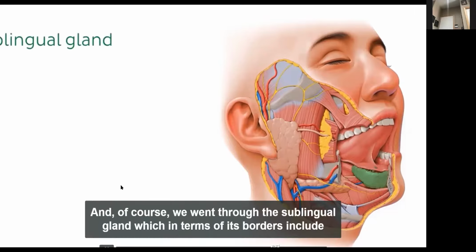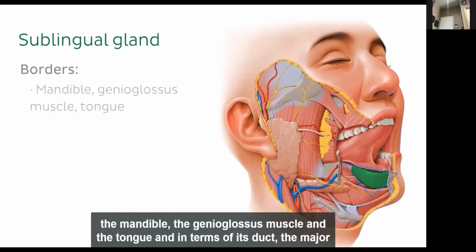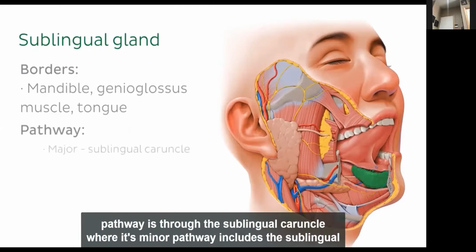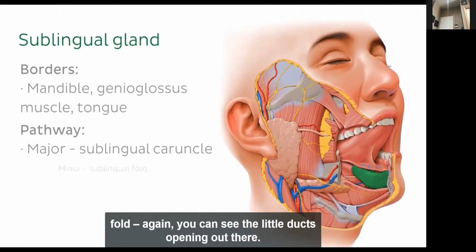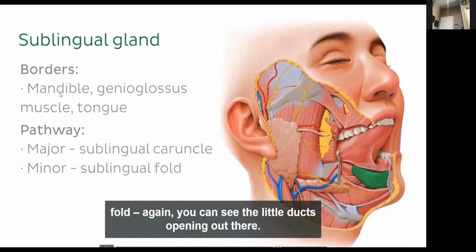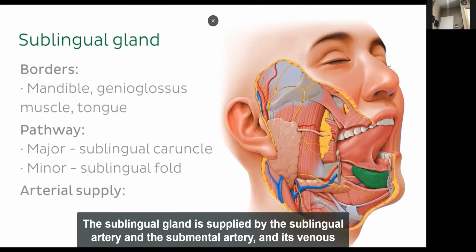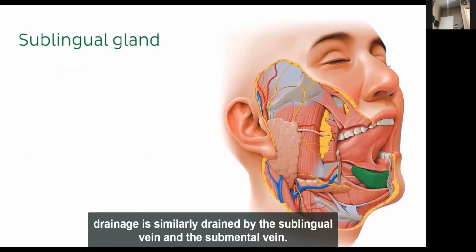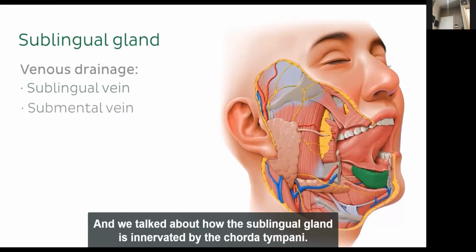And of course, we went through the sublingual gland, which in terms of its borders include the mandible, the genioglossus muscle, and the tongue. And in terms of its duct, the major pathway is through the sublingual caruncle, whereas its minor pathway includes the sublingual fold. Again, you can see the little ducts opening up there. The sublingual gland is supplied by the sublingual artery and the submental artery. And its venous drainage is similarly drained by the sublingual vein and the submental vein. And we talked about how the sublingual gland is innervated by the chorda tympani.